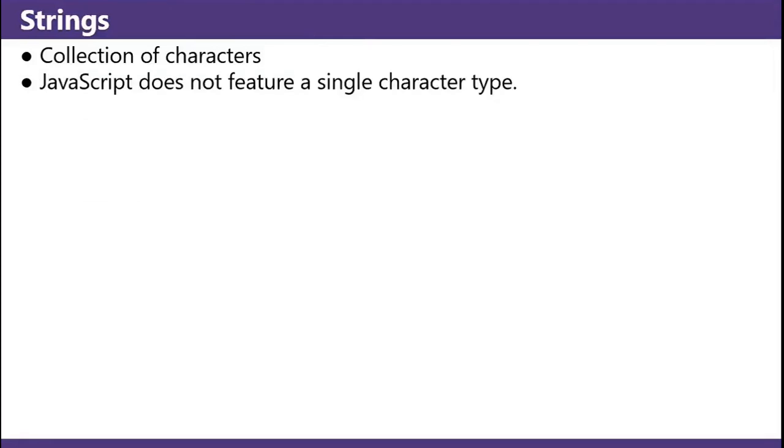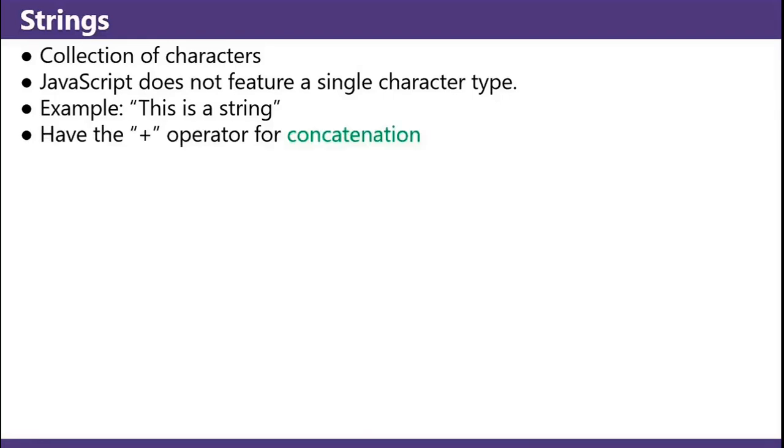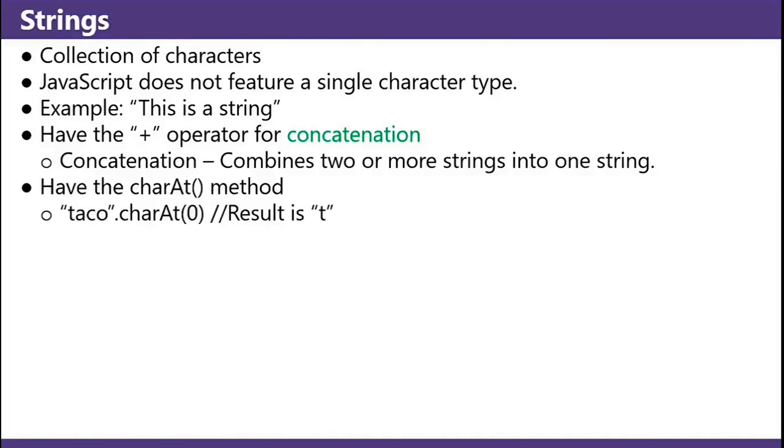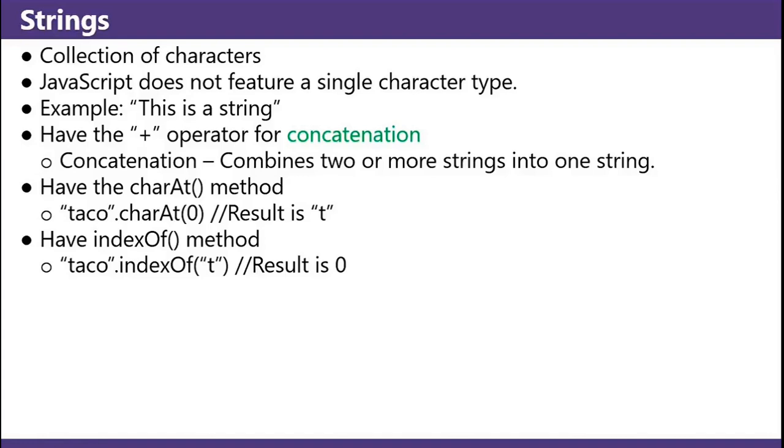Strings. A collection of characters. JavaScript does not feature a single character type. Example, 'this is a string'. We have the plus operator for concatenation, which means putting two or more strings together and putting them into one string. We have the charAt method: taco.charAt(0), the result is 't' because that's the 0th character in the string. We have the indexOf method: taco.indexOf('t'), the result is 0 because the index of t, which is the first character in the string, is 0.